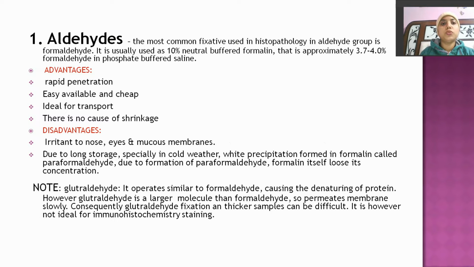In the aldehyde group, the most common fixative used in histopathology is formaldehyde. It is usually used as 10% neutral buffered formalin, that is approximately 3.7 to 4.0% formaldehyde in phosphate buffered saline. The advantages of aldehydes are that they penetrate rapidly, are easily available and cheap in the market, are ideal for transport, and cause no shrinkage.